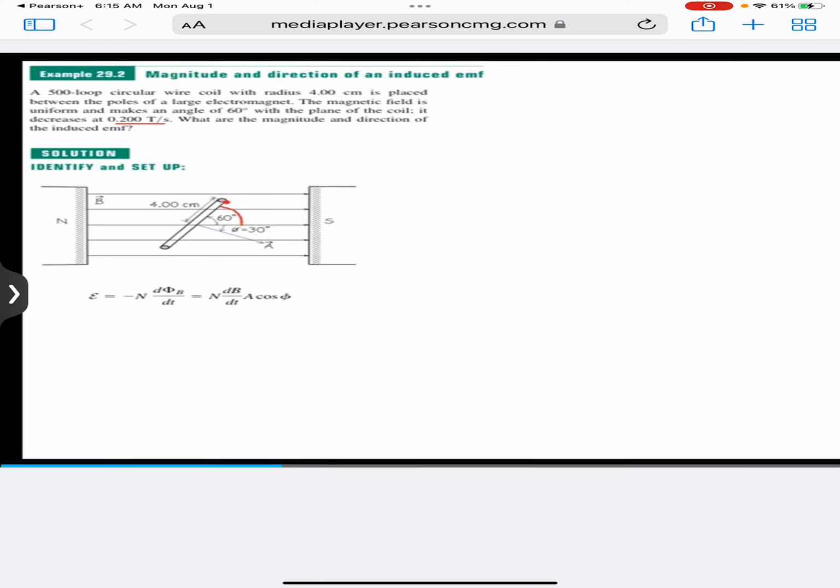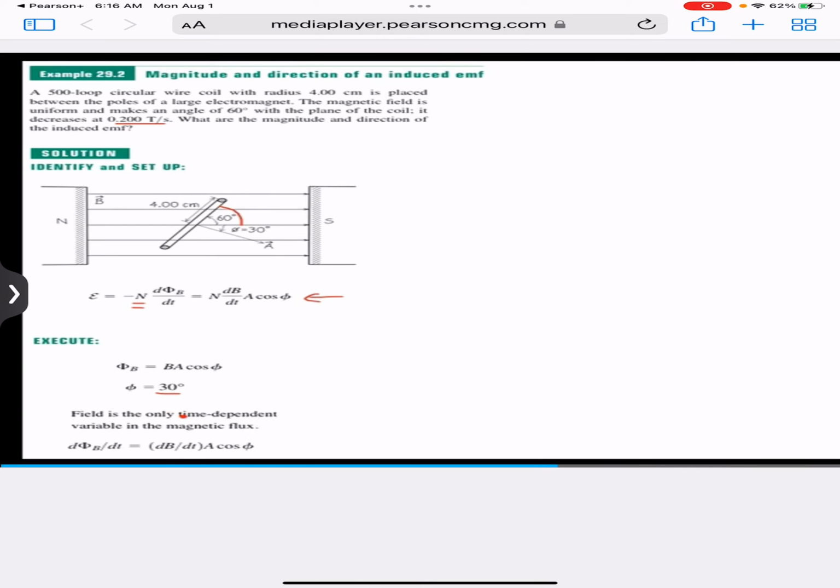And the coil has a radius of 4 centimeters, and we want to calculate the total EMF induced in the coil. We're going to use Faraday's law of induction for this problem as given here, where N is the number of loops in the coil, which in this case, of course, is 500. So the flux is simply the magnetic field times the area of the coil times cosine phi, where phi is defined as the angle between the area vector of the coil and the applied field. So that is in fact 30 degrees and not 60 degrees.